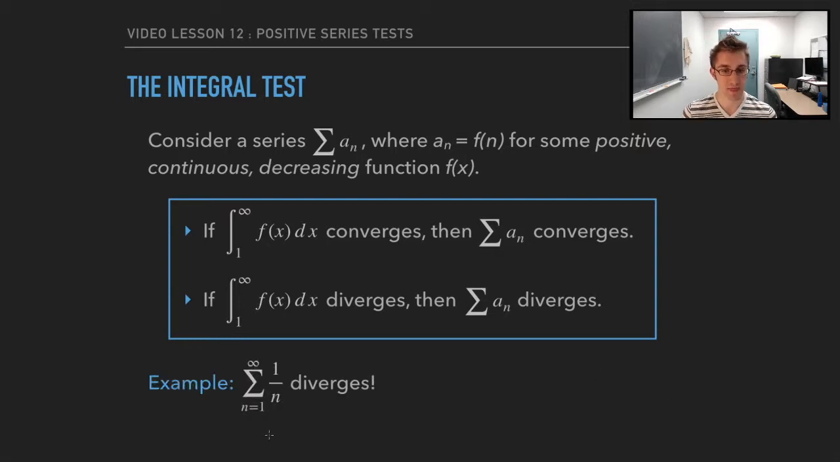Here's an example. As promised in the previous video, we can see from this test that the harmonic series diverges. The reason for that is because using the integral test, if I look at the integral from 1 to infinity of 1 over x dx, we know that this diverges, right? It's a p series with p equal to 1, and we know that those diverge.